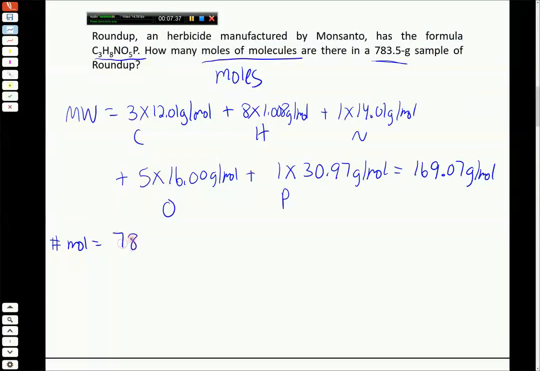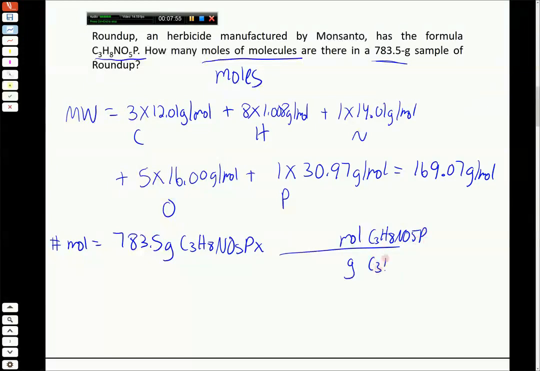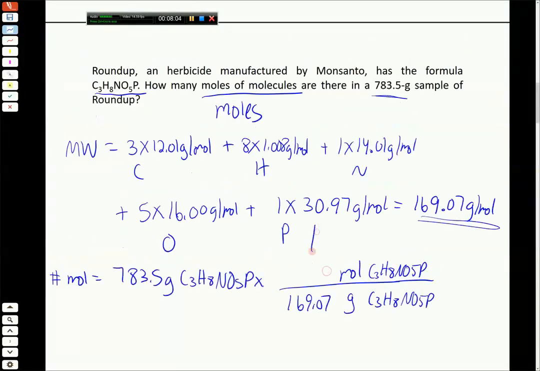we have 783.5 grams of C3H8NO5P, and then we want to convert grams into moles, so we want moles in the numerator, grams in the denominator. So we're going to put this number here in the denominator, make sure that grams cancel out. That's per 1 mole. Alright, so we're just basically dividing the two numbers. And we get 4.634 moles. I think this might have actually been a multiple choice question.